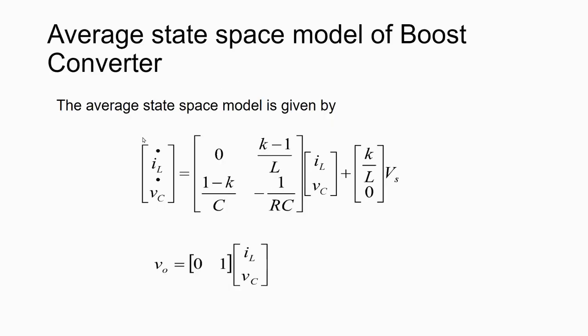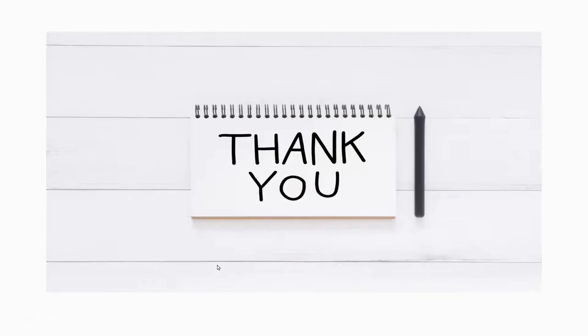So substituting all the values of A1, A2, B1, B2, C1 and C2, we get the average state space model, which is nothing but the overall state space model of the boost converter, as [IL dot, Vc dot] equal to [0, minus (1 minus K) by L; (1 minus K) by C, minus 1 by RC] into [IL, Vc] plus [1 by L, 0] Vs, and V naught is equal to [0, 1] [IL, Vc]. So this is the entire state space model of the boost converter, where this is the A matrix, this is the B vector, and this is the C vector. So we have obtained the state space model of the boost converter.